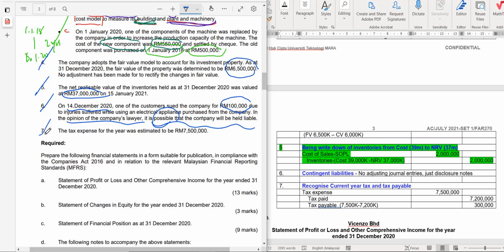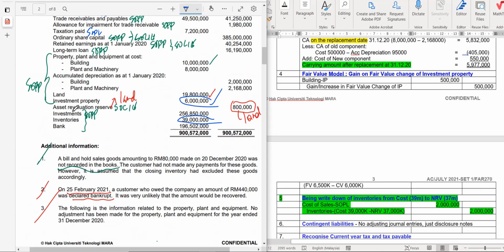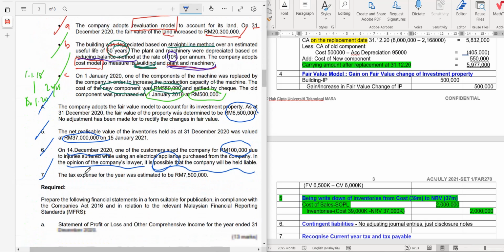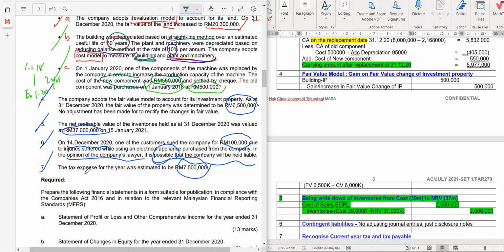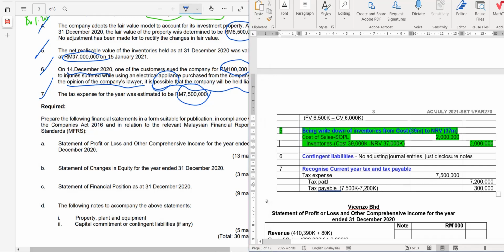For number 7, this is regarding taxation, what you have learned before. So that was 7.5 million. So you need to go and look at how much was the tax paid, 7.2, and the tax that was estimated for that year was 7.5. So therefore, the taxation that should be payable during that year would be 300,000. So you debit tax expense, you credit the tax paid, because now you are going to find out how much do you need to pay additionally, and that was an extra of 300,000. And that would be shown later under your current liabilities. So we are done with that.